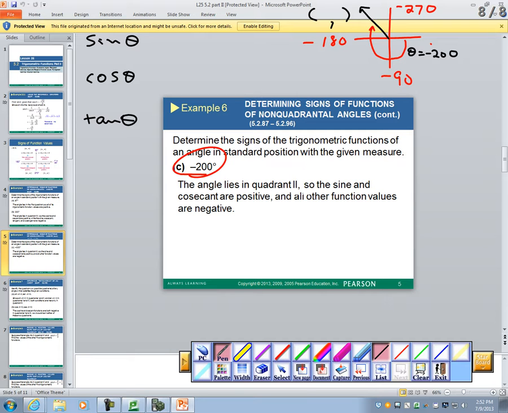Okay, first of all, what are the signs going to be for x and y? Sydney? Negative for x, positive for y. So that means what is cosine? What is sine? What is cosine? Positive or negative?